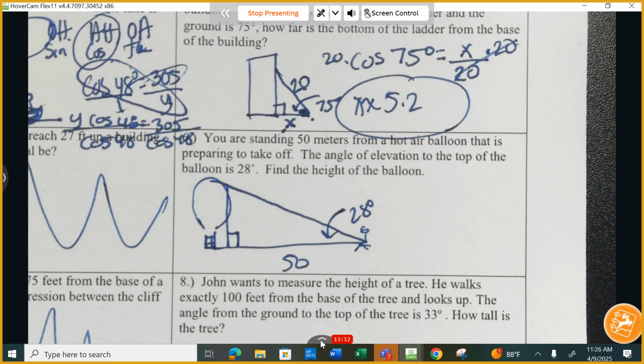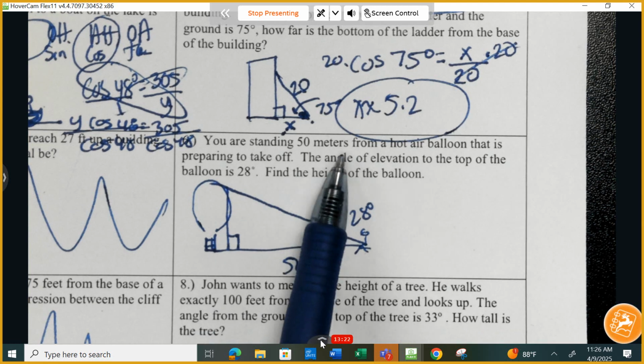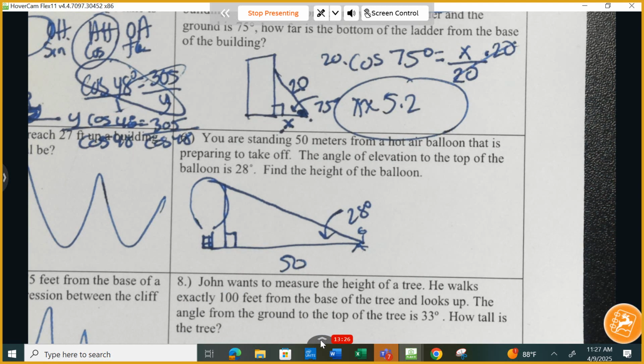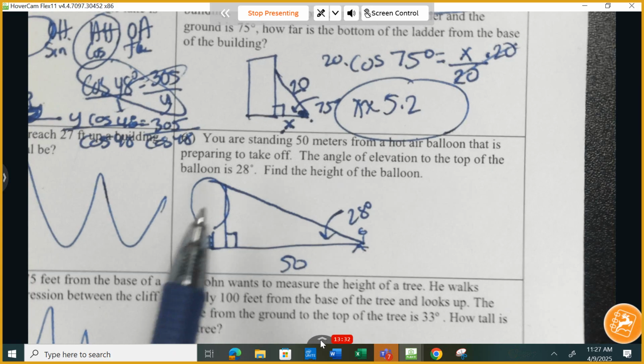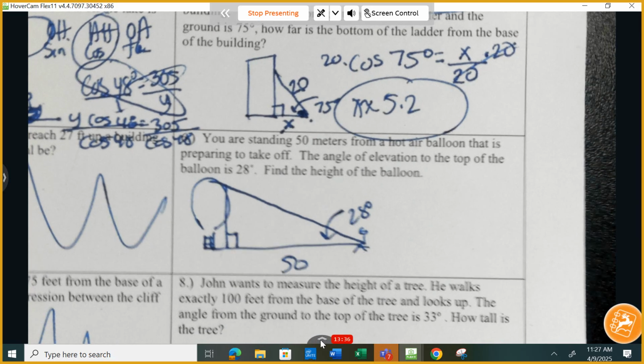We want to know the height of the balloon. I know it sounds simple, but I consistently have students who don't understand, so I'm asking this question. It's rhetorical, so you're just going to raise your hand if you know the answer. Am I trying to find this vertical length for this problem, or am I trying to find this diagonal length? Hands up high if you know. One person knows. 2 people know. Okay, turn to somebody next to you and talk about it.